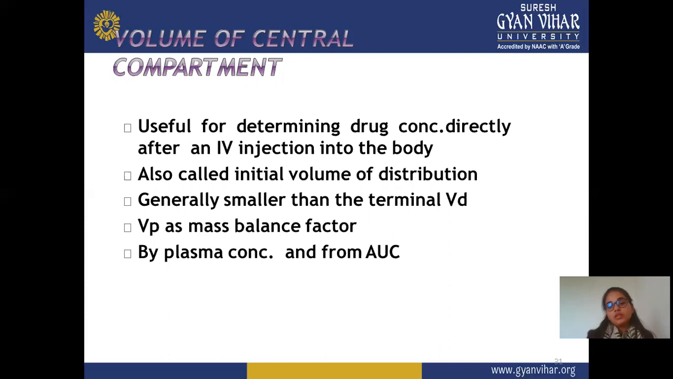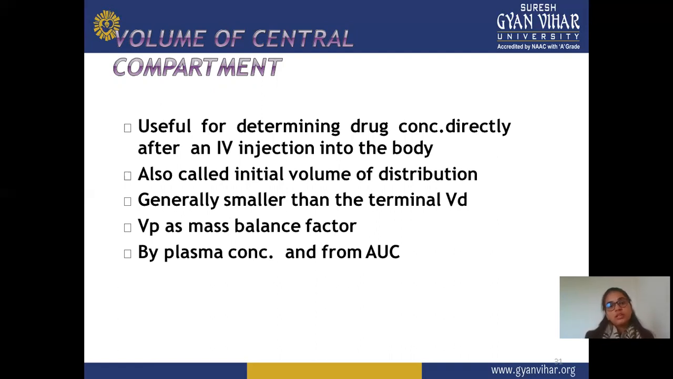This is also called the initial volume of distribution after administration of the drug into your body, and it is generally smaller than the terminal volume of distribution. This smaller volume is observed in the central compartment. These are highly perfused organs, and they can show more effect and more absorption compared to the peripheral compartment and any other compartment, so it is generally smaller than the terminal volume of distribution.